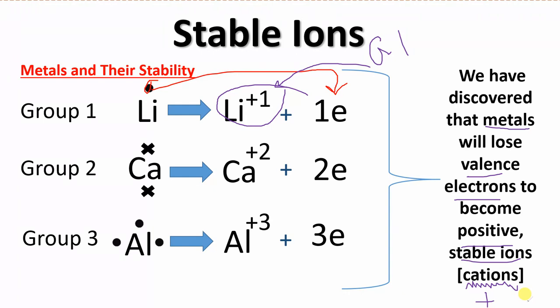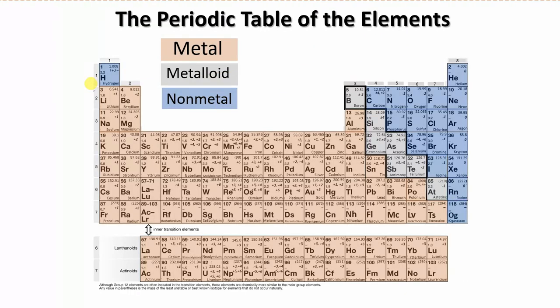So that's just half the story. Our periodic table also has a bunch of nonmetals on it. So let's look at those too. Actually, before we get to that, I should mention that you can find these stable charges on the periodic table.